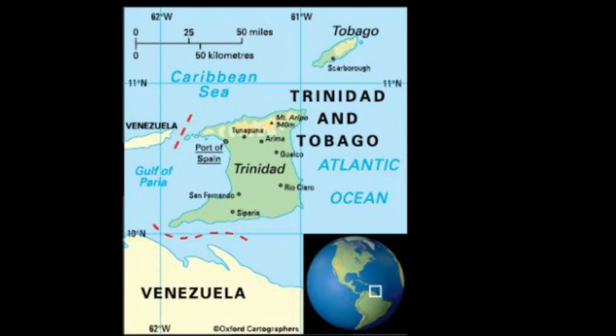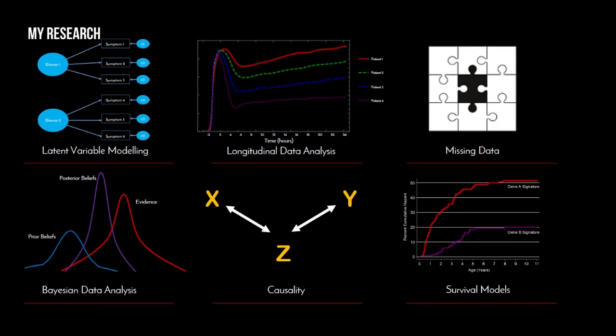So a lot of people have been asking where I'm from, so I thought I should say I'm from Trinidad and Tobago. It's a tiny island off the coast of Venezuela. It looks really big here, but if you look at the global map, it's just a dot of 1.25 million people. So that's where I'm from.